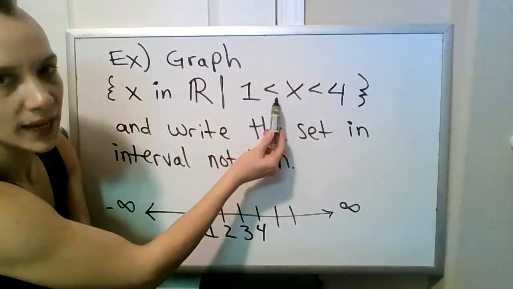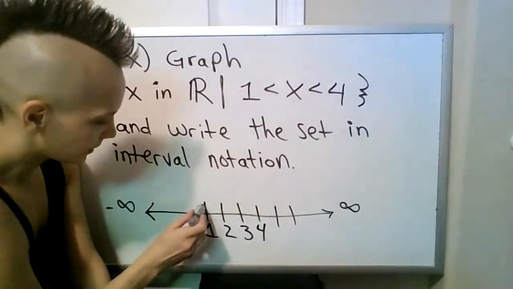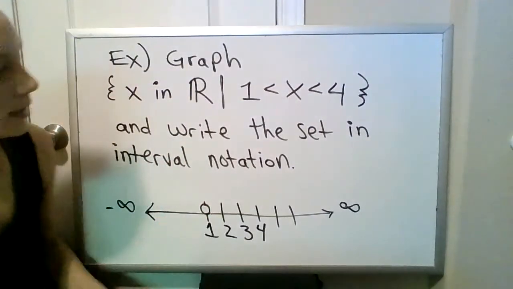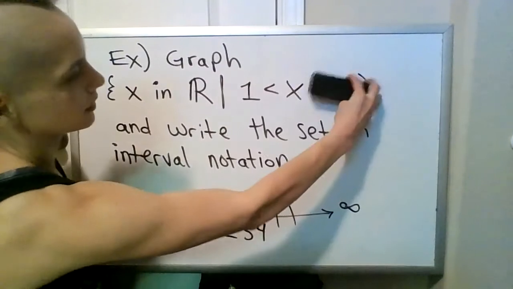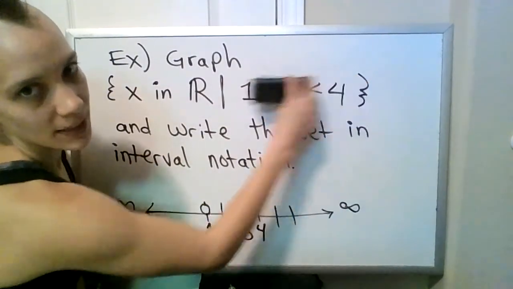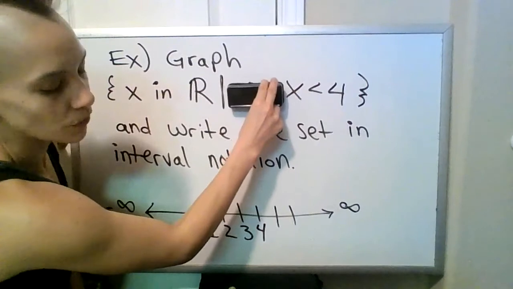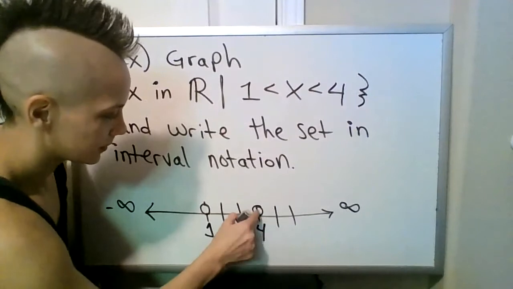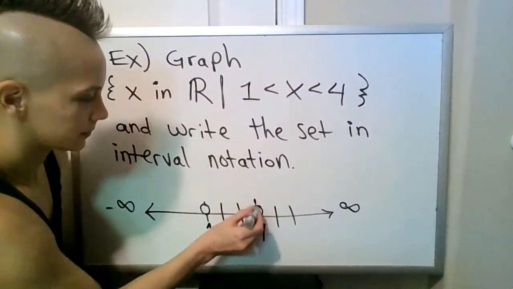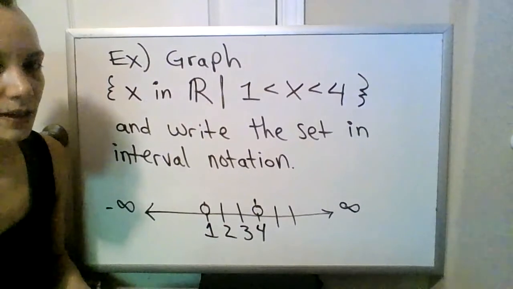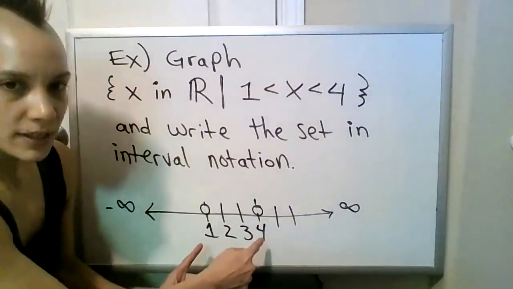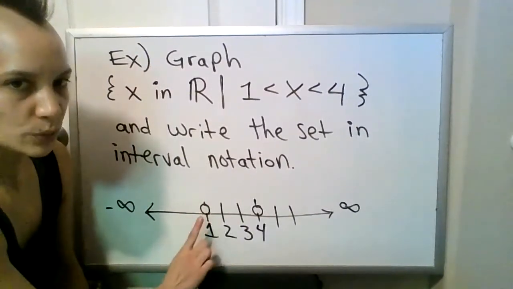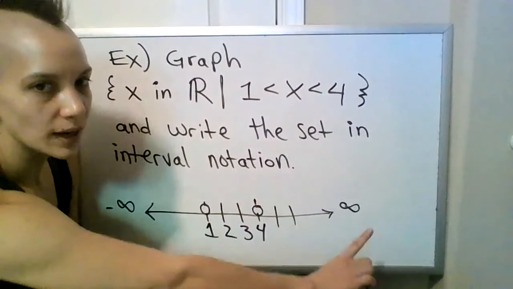For the number 1, we have an open circle. x is strictly greater than 1. So that's one part of this statement. The other part is to have x less than 4. So 4 also has an open circle. So those marks have split up your interval. You go from negative infinity over to 1, between 1 and 4, and then from 4 up to infinity.